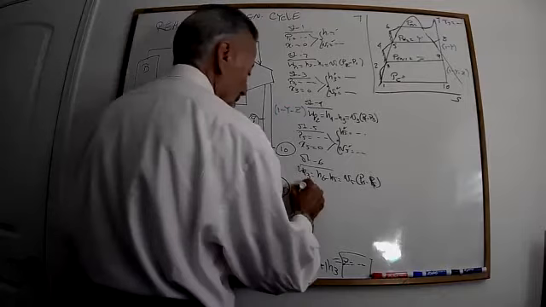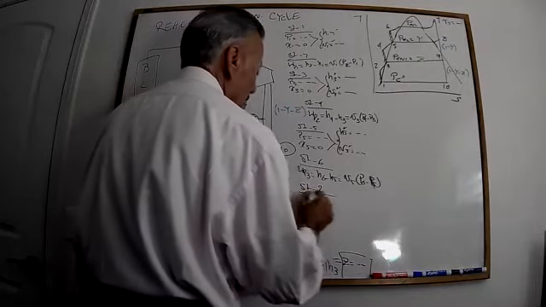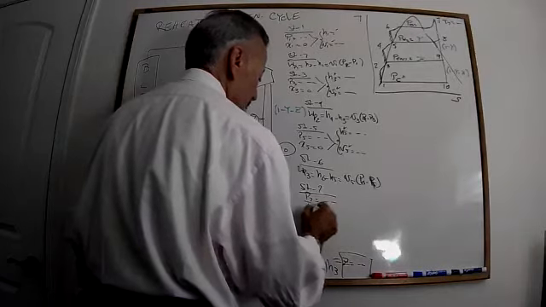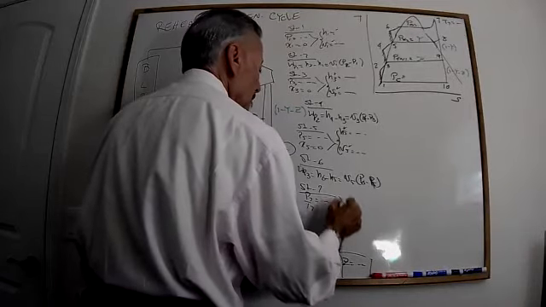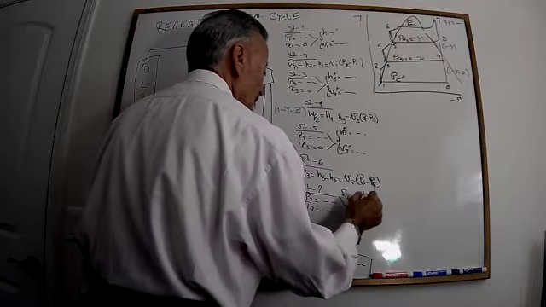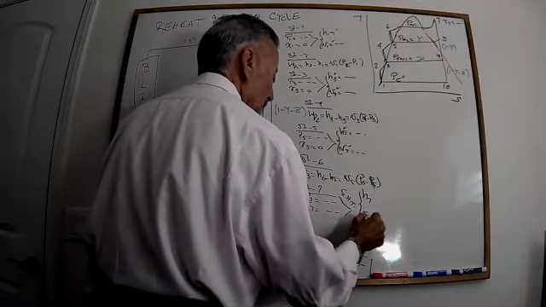Now, the state 7, you have P7 and T7. From the superheated table, you find H7 and S7.